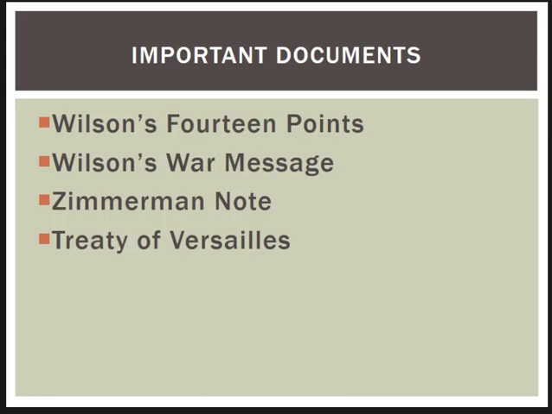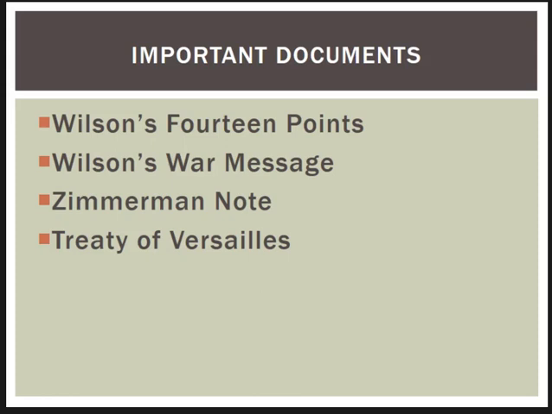Important documents. No sooner are we in the war than Wilson comes up with his peace proposal. He called that the 14 points. Wilson's war message, from which I quoted earlier. The Zimmerman Note is a very important document in terms of leading us into the war. The German foreign minister was a man by the name of Zimmerman. According to the note, and there was some doubt as to whether it was authentic or whether it had been faked by the British, we'll never know for sure.